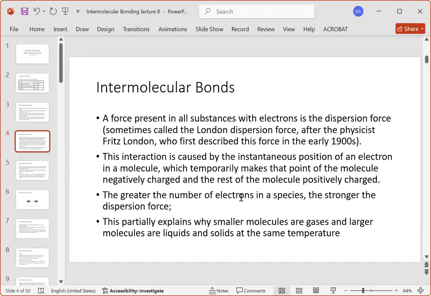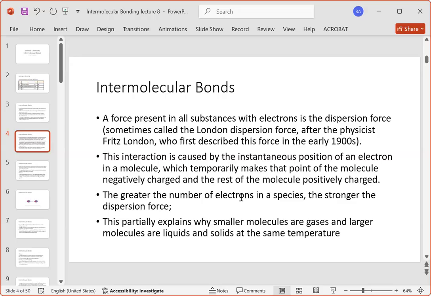A force present in all substances with electrons is the dispersion force. This force present in all substances with electrons is called the dispersion force. Now, the person who came up with it is called London. So we can also call it the London force. He described it in the 1900s.